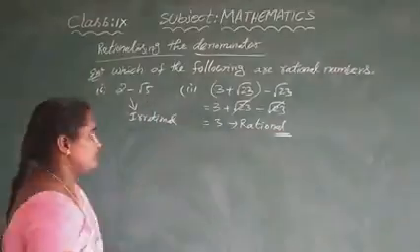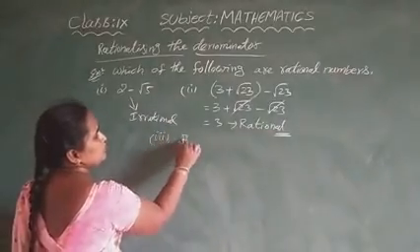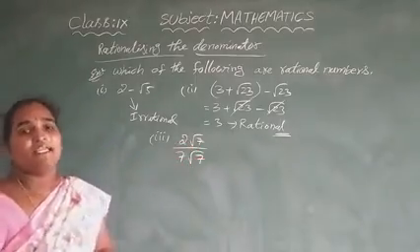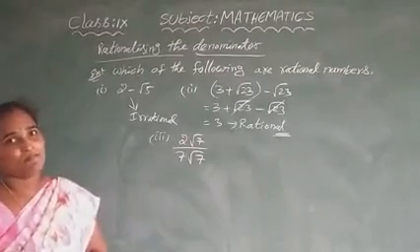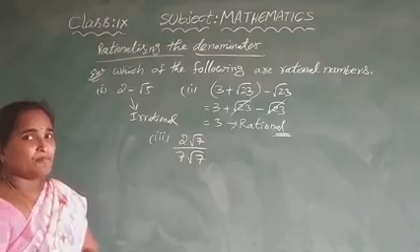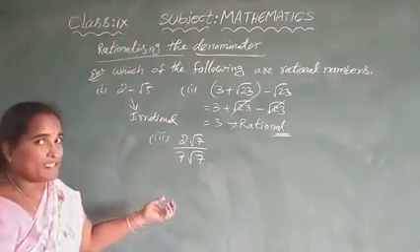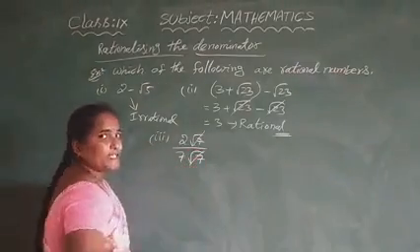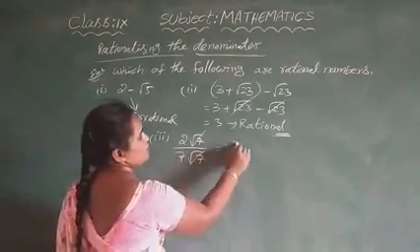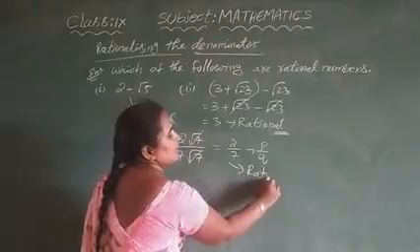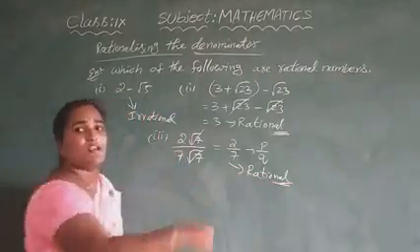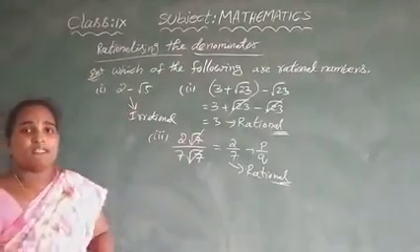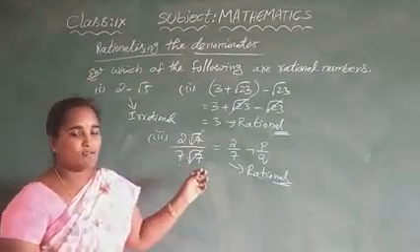Then you take another one. Third example: 2 root 7 by 7 root 7. Is it rational or irrational? Tell me. Yes, it is rational. How? Here root 7 and root 7 cancel. Then we get the answer 2 by 7. It is a p by q form, a rational number. Okay? Did you understand how to tell whether it is a rational or irrational number?